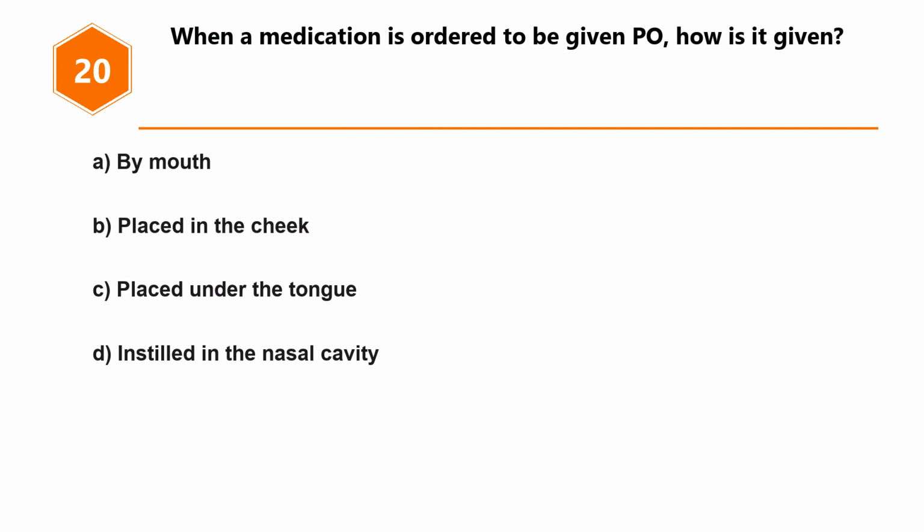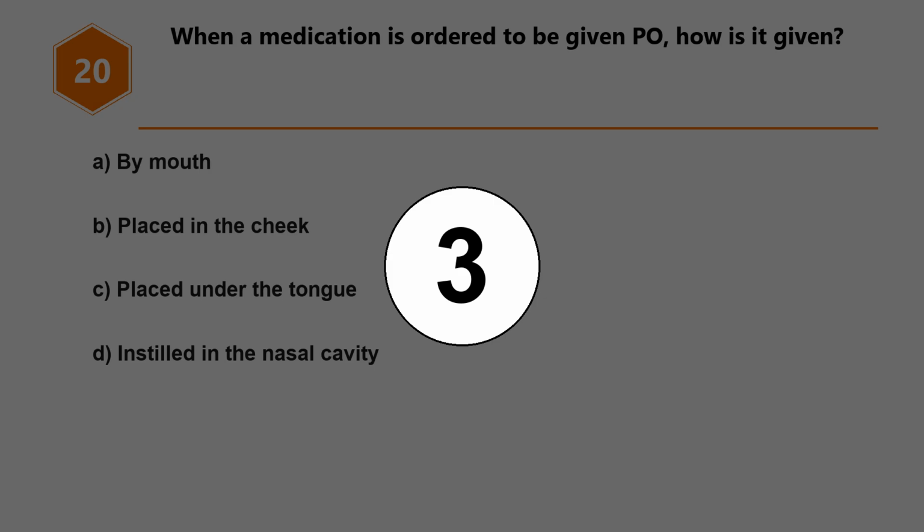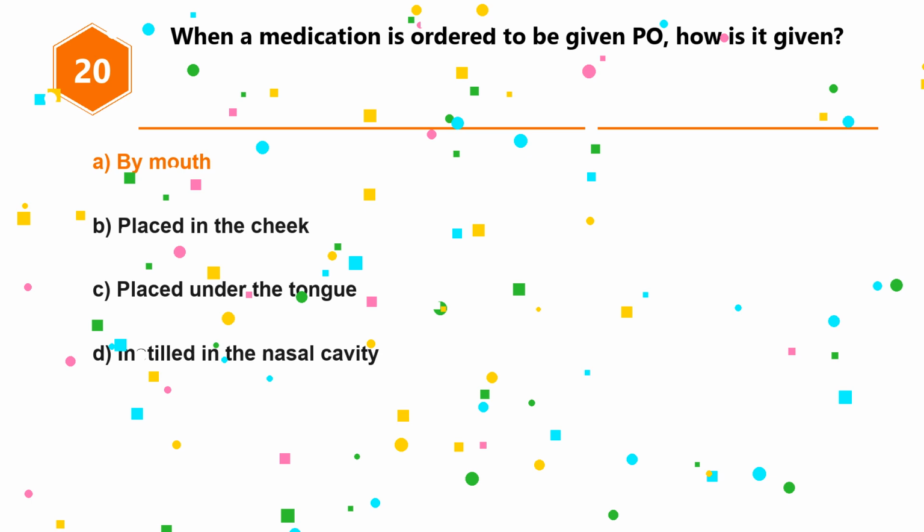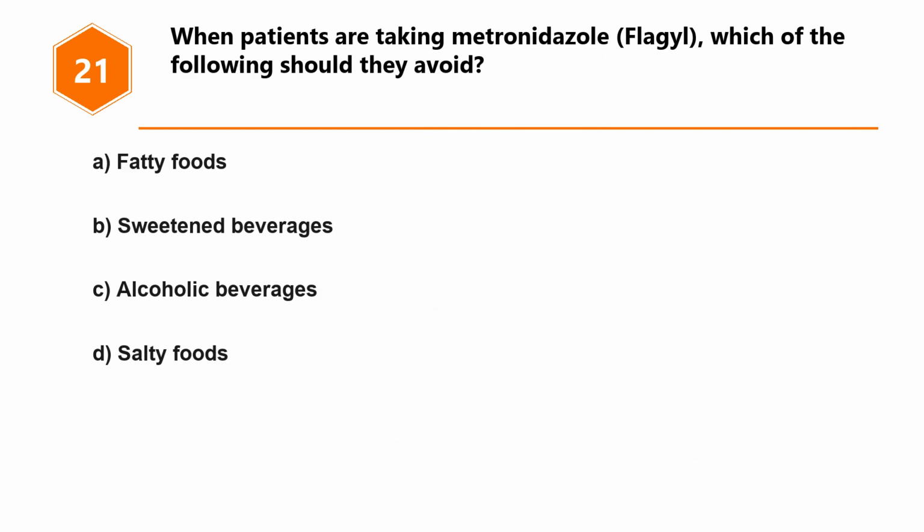Question 20. When a medication is ordered to be given how is it given? Option A. By mouth. Option B. Placed in the cheek. Option C. Placed under the tongue. Option D. Instilled in the nasal cavity. The correct answer is option A. By mouth.